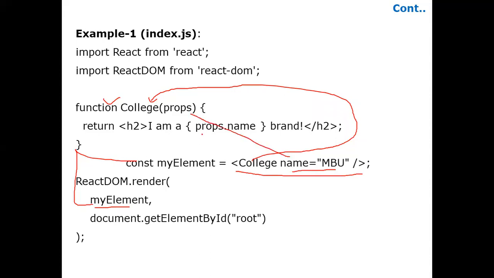Now to display that, normally in JavaScript we use the object name dot property. So props dot name, we display "I am a MBU brand". The props dot name will be MBU, and it will call that. So it returns my element, "I am a MBU brand", and it will be displayed in the index.html at the root position.